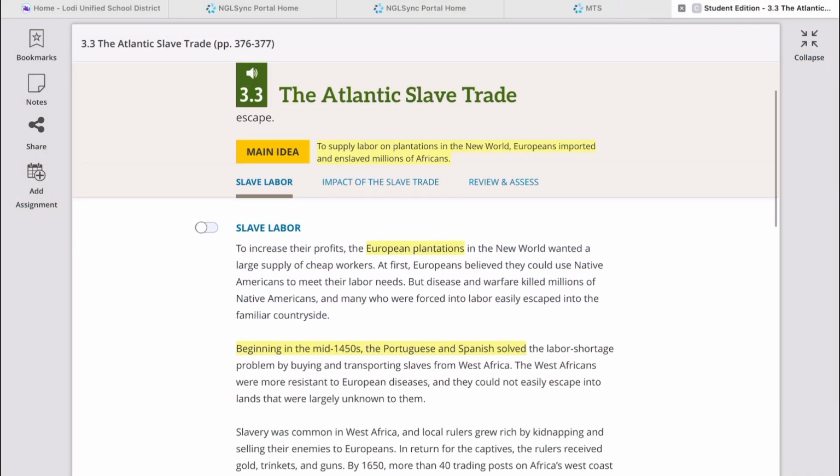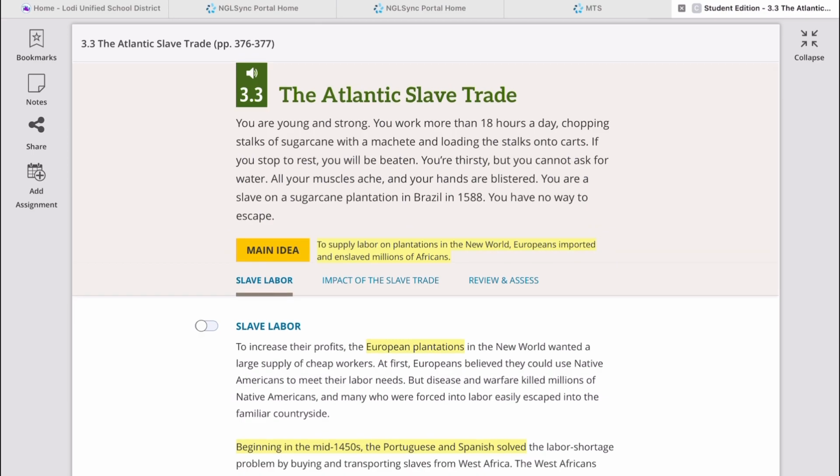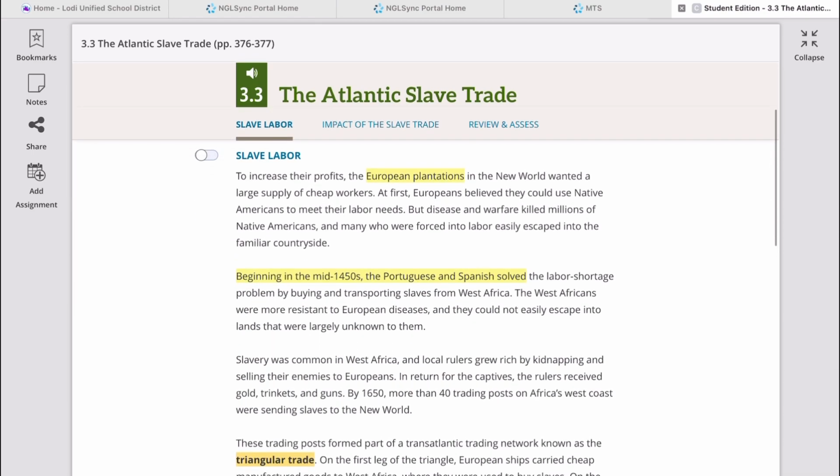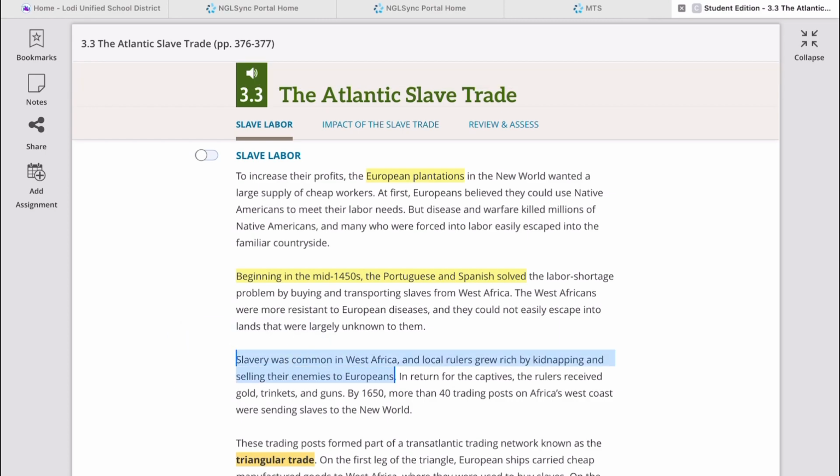So, to increase their profits, European plantations in the New World needed a cheap supply of workers. Lesson 3.3 explained how Europeans imported and enslaved millions of Africans to supply that labor. Around this time, in many places around the world, warfare was very common. And so in West Africa, rulers or warlords grew rich by kidnapping and selling their enemies to Europeans. So instead of executing them, instead of killing them, they made a profit out of them.